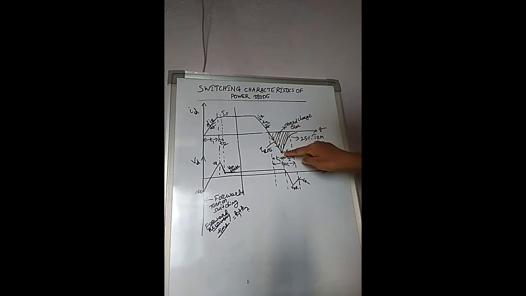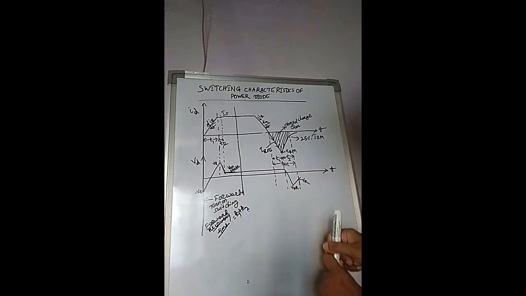It will shoot to a peak value, that is IRM. During time t4 the recovery current rises from 0 to IRM, and during time t5 the reverse recovery current decays from its maximum value to 25% of IRM. So during t5 the recovery current decays from the peak level to 25% of it. The combination of these times is the reverse recovery time: TRR is t4 plus t5.